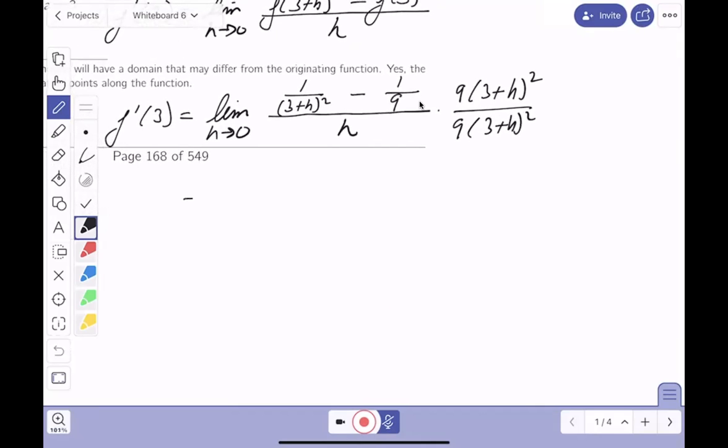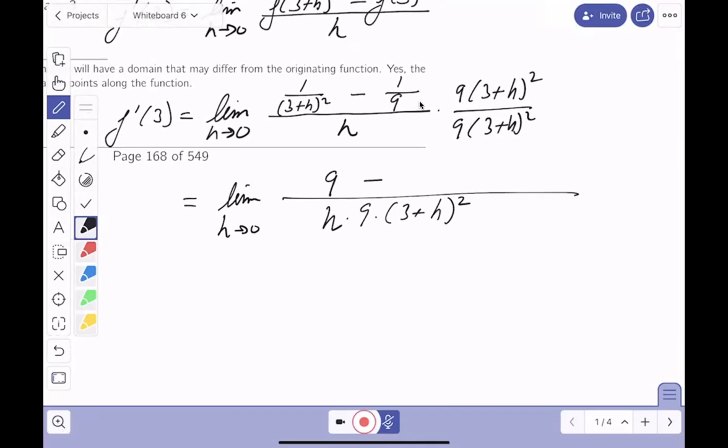Let's do that. I know it seems like a lot of work. And again, we are encouraging it, actually. What do you get on bottom? H times 9 times 3 plus h squared. What do you get on top? Well, it's going to be a little difficult. You're going to get 9 minus 3 plus h squared. Did I do that right? I think so. Let's write this down. A lot of work, though.